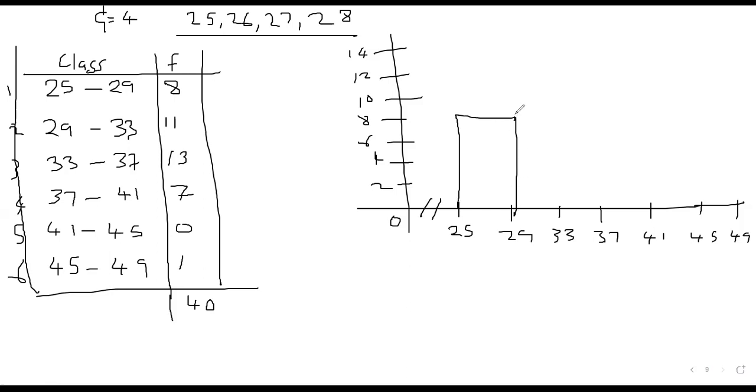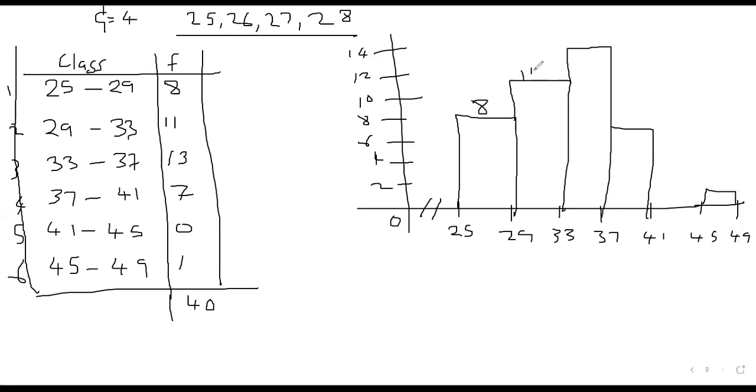Here, this one will go to 11, 11 somewhere there. This one will go to 13, somewhere there. Then we'll go to 7, so it's somewhere there. Then 0, and this one will go to 1. So this is 8, 11, 13, 7, 0, and 1.